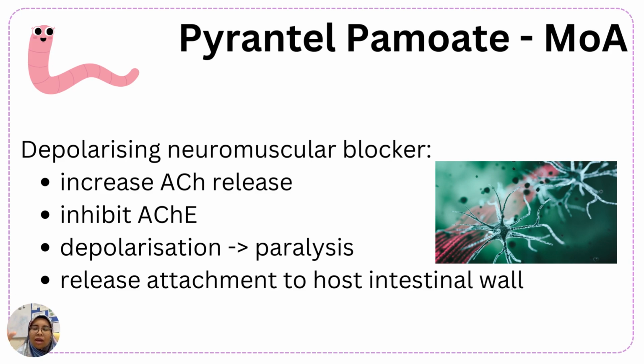So you all remember, if ACh increases, it leads to stimulation of the nicotinic receptor. Too much stimulation of the nicotinic receptor would lead to paralysis. So you get depolarization as well as paralysis. When these worms are paralyzed, since they hook onto your intestinal wall, they release the attachment to the host intestinal wall.